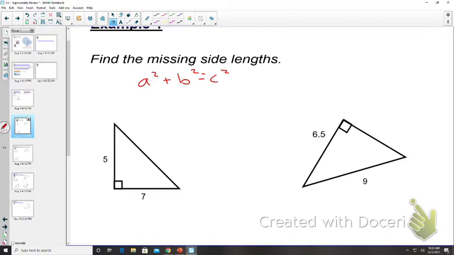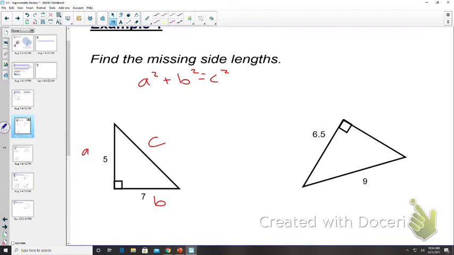Okay? And so let's start on this one where we have a 5 and a 7. What letter is my hypotenuse? C, right? Okay, good. So C is here, and like I mentioned, I don't really care what you say A or B is. So A squared plus B squared is equal to C squared. How will we get C, because we're solving for C, right? How are we going to get C all by itself? Square root. Yeah, we're going to take the square root of both sides.